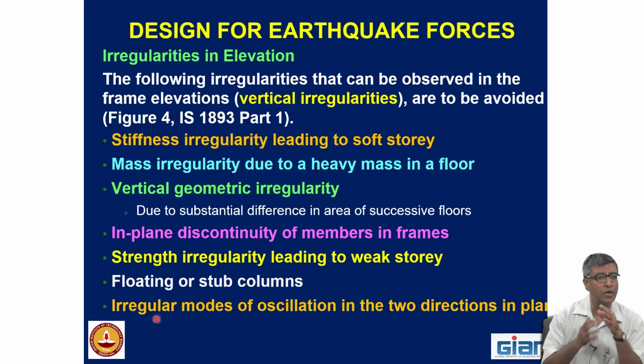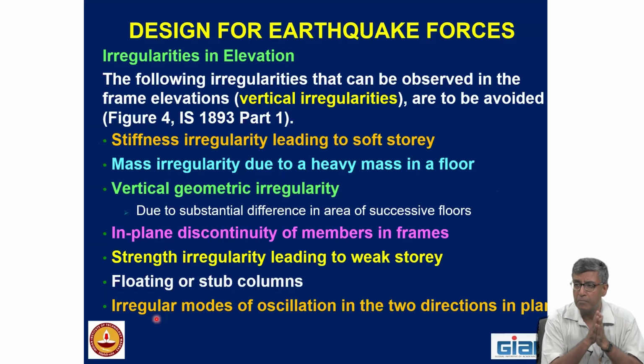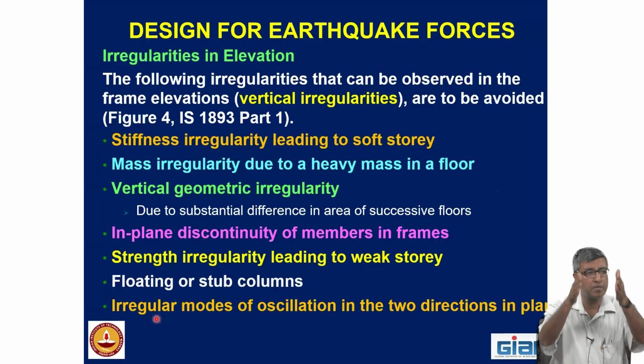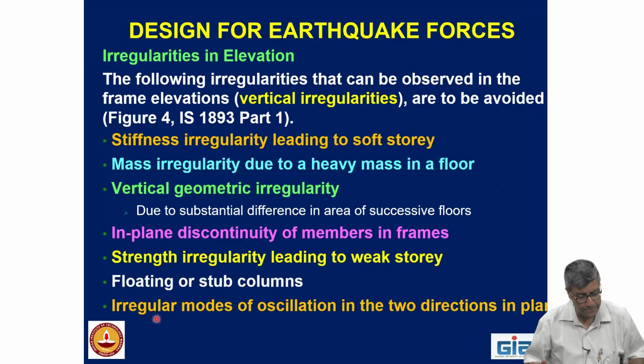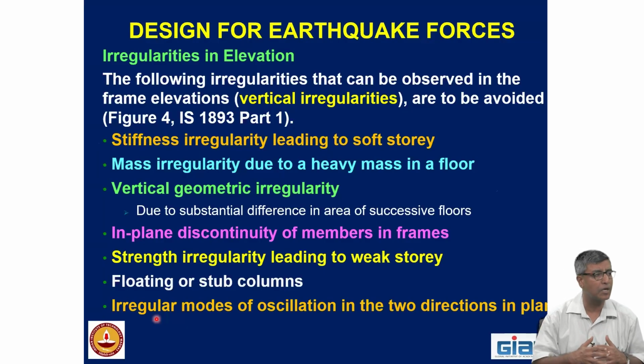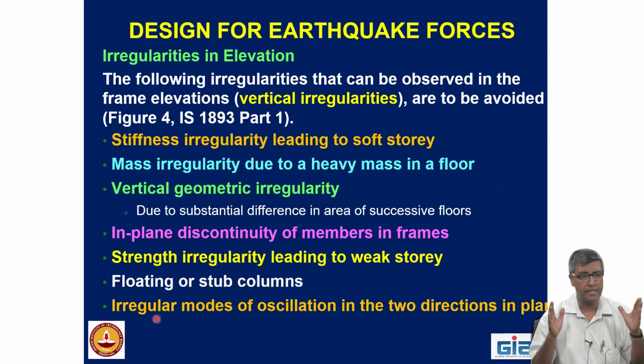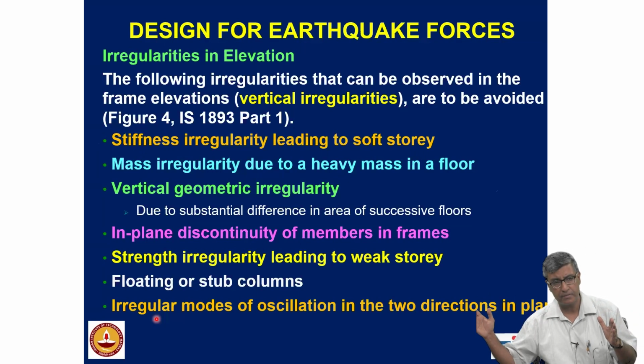Vertical geometric irregularity happens in a podium and tower type of buildings, where suddenly a tower comes up from the podium. Whoever has visited the Phoenix Mall, you can have a look into it. In plane discontinuity of the members, if the members are not in a plane, then typically sometimes these beams are offset because of functionality requirement. But we have to see again what Professor Liberato said today.